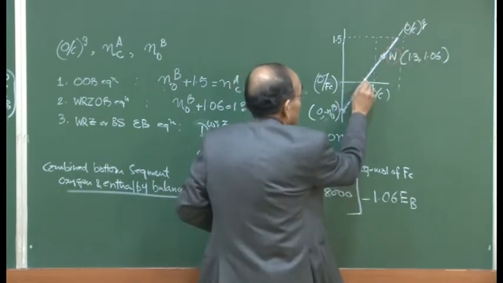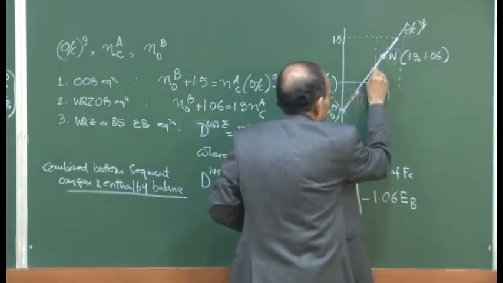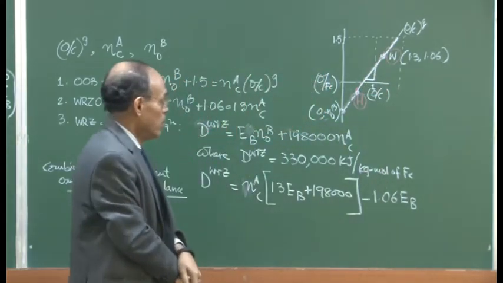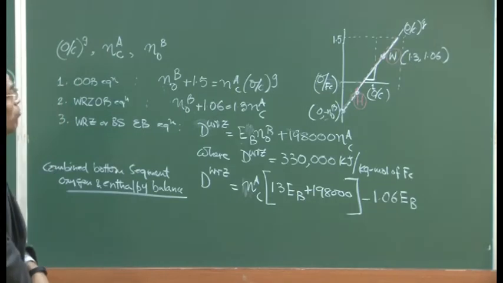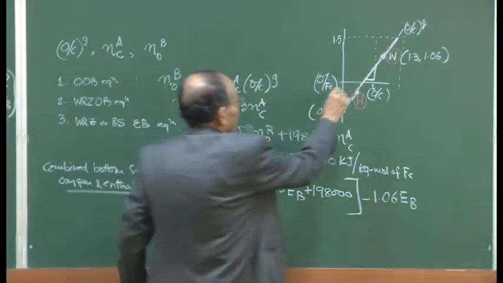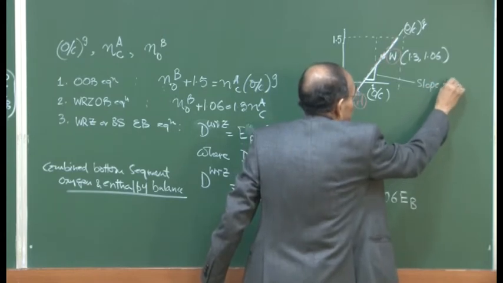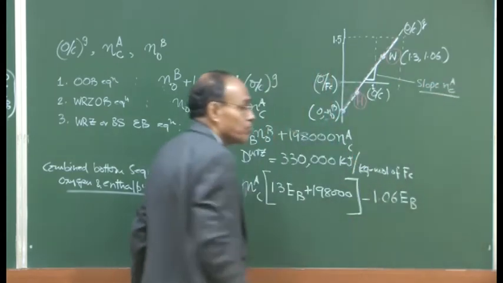And of course, there is no need to say again that the slope of the line thus generated or thus drawn between the point H and W will give me a measure of the coke rate, and the slope is, as you know, nothing but NaC, as I have discussed.